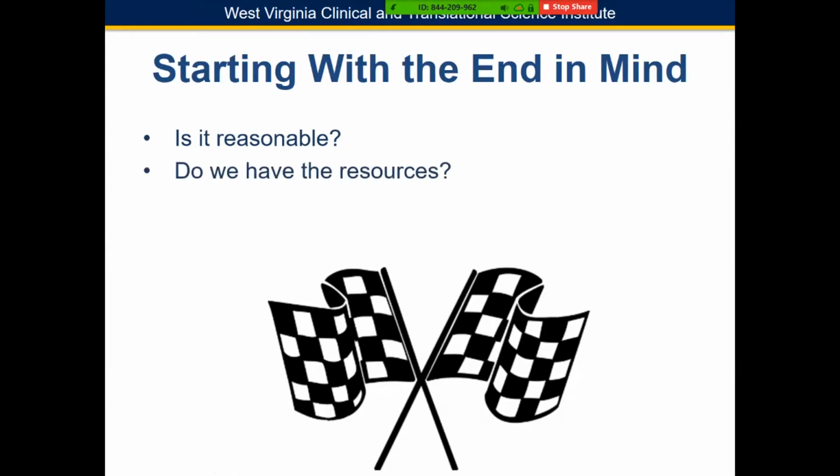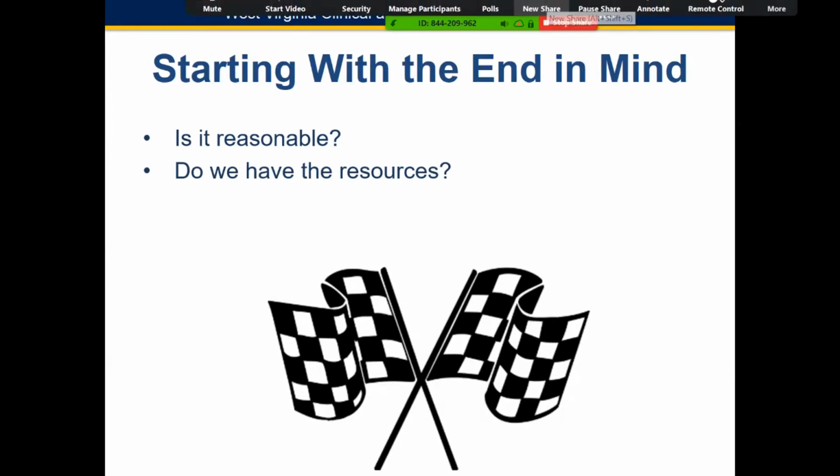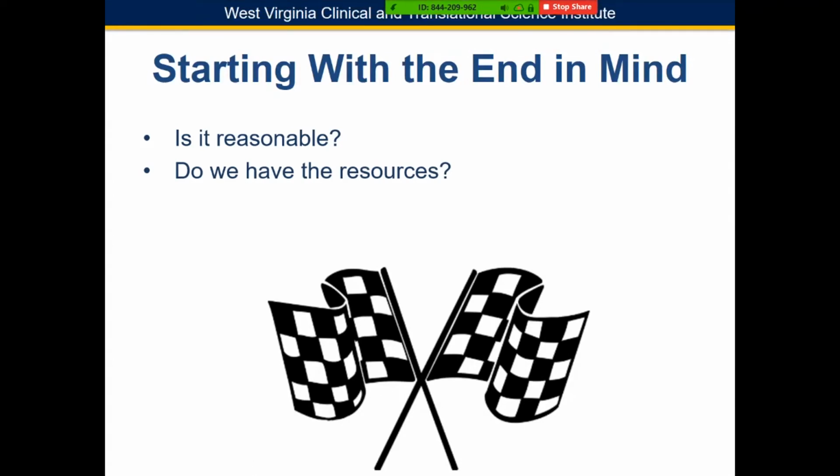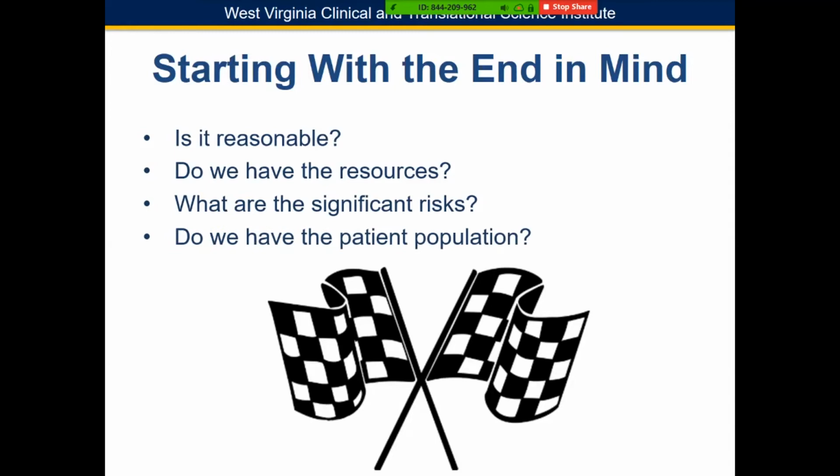So going back to the slides, do you have the resources, right? If you're doing a clinical trial, maybe you're the principal investigator and it's just you. You don't have somebody that can do your regulatory or nurse coordination for you. What are the significant risks for the clinical trial? Do you have the patient population, right? So once again, starting with that end in mind, for the patient population, maybe you looked at my chart, did a cohort through there.